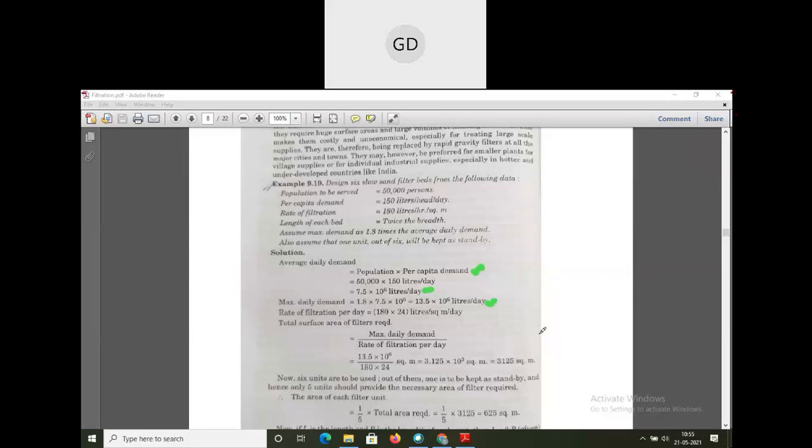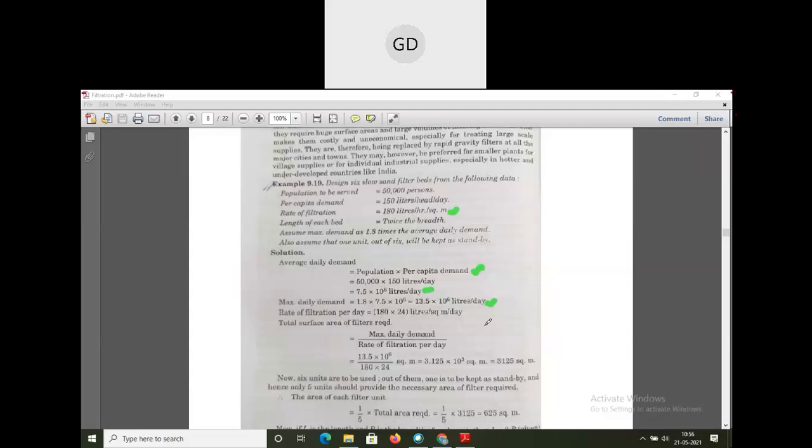Now in the question, it is given that the rate of filtration is 180 liters per hour per square meter. So you have to find the rate of filtration per day. That is 180 liters per hour per square meter, and you have to multiply by 24 since you are finding it per day. So 180 multiplied by 24.